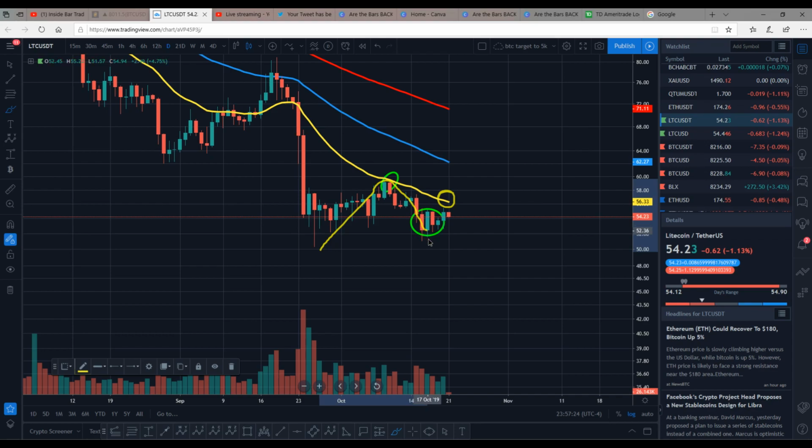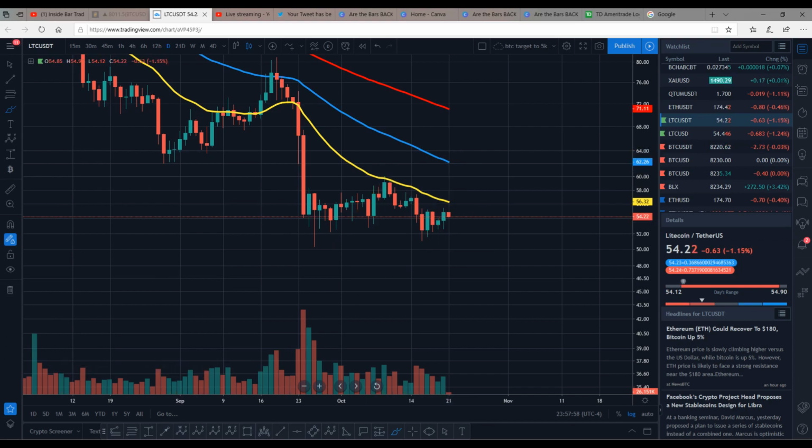If we break it, we could make this ABC correction and get rejection from this 50 EMA on the daily, this blue line, which is roughly around $62. So it is quite bullish for Litecoin to go to $60. That's going to be very bullish. But I don't see Litecoin going to $62 within the next few hours or few days, maybe next week or so. Every day is a possible fake out and rejection by this 50 EMA on the daily. So keep an eye on Litecoin.